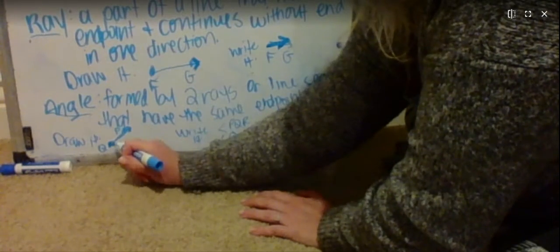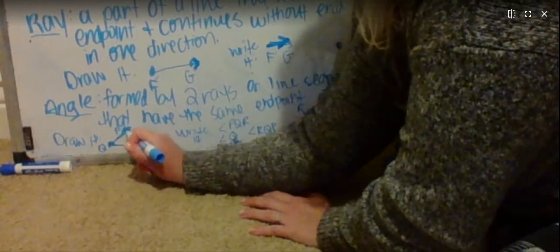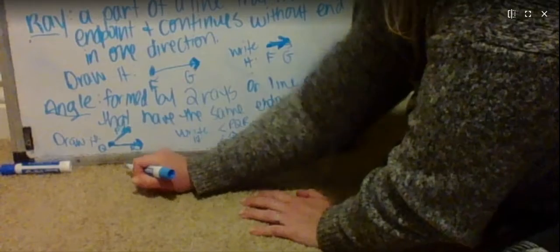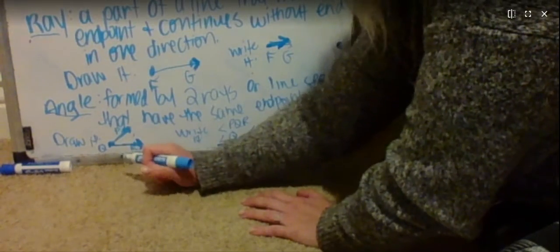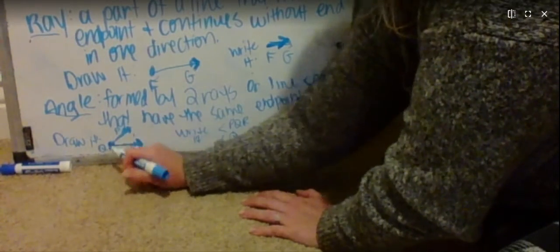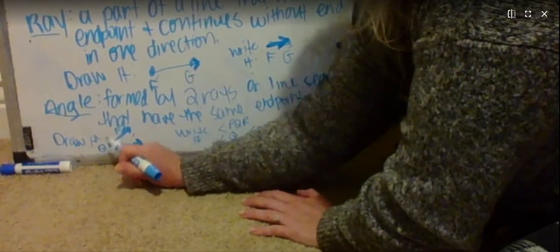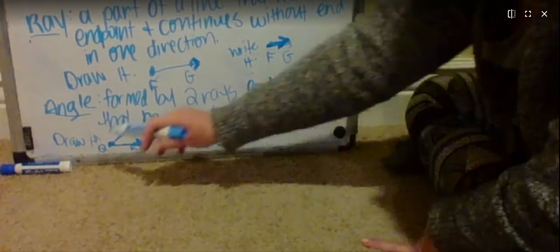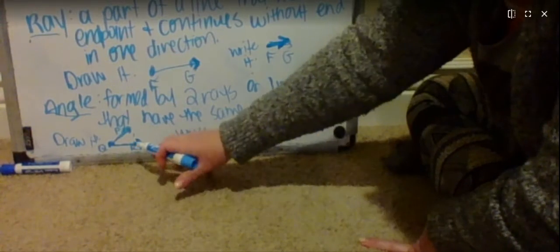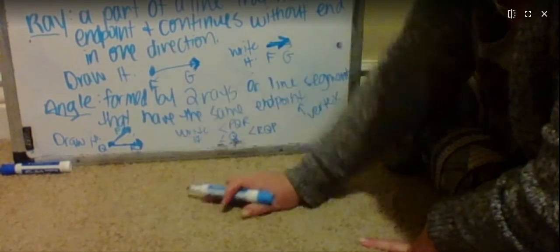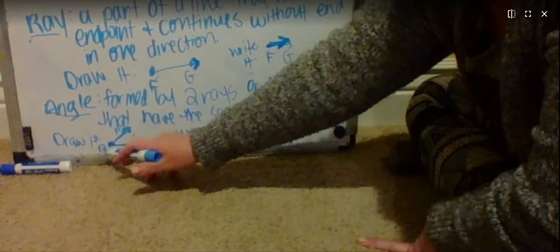Okay, so here I have this ray going this way and this ray going this way. And the two together form this angle here. So we have PQR. So we could say this is angle PQR. We could say this is angle RQP. Or we could say this is angle Q.